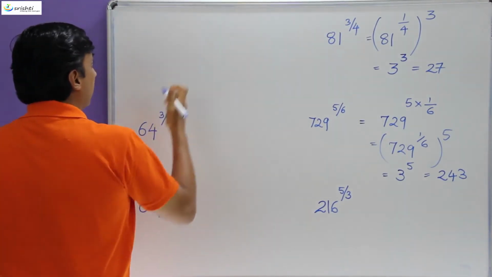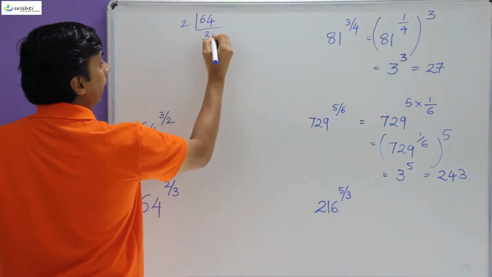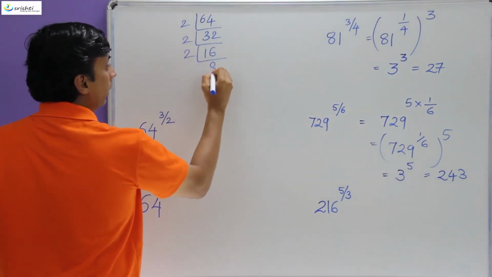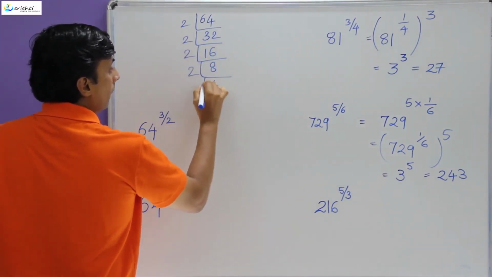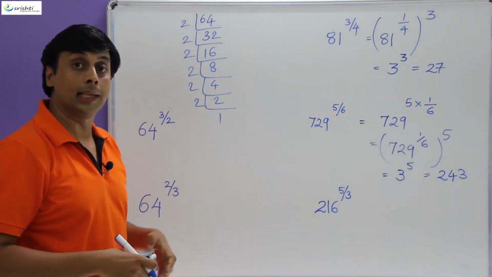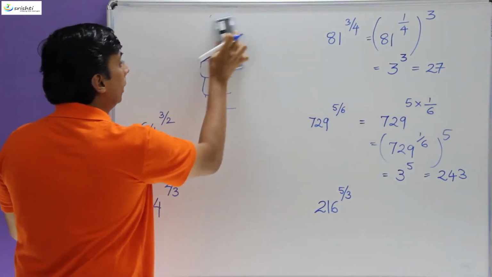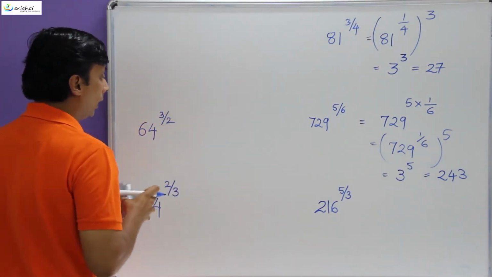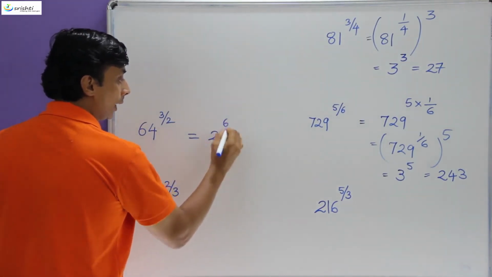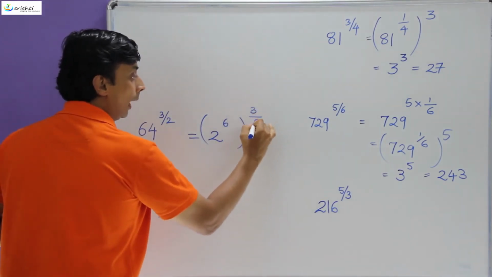Let's take the number 64 and try to prime factorize it. So 64 divided by 2, and the process continues. You could try this in your notebooks as well. So what did you get after prime factorizing 64? You got 6 2's, right? So 64 can be written as 2 multiplied with itself 6 times. So 64 can be written as 2 raised to 6, the whole raised to the power 3 by 2.